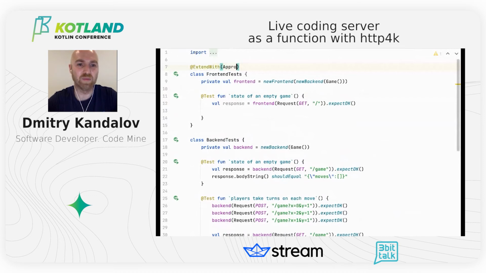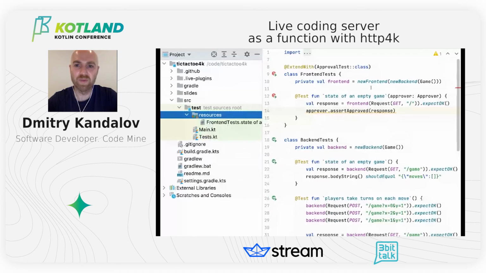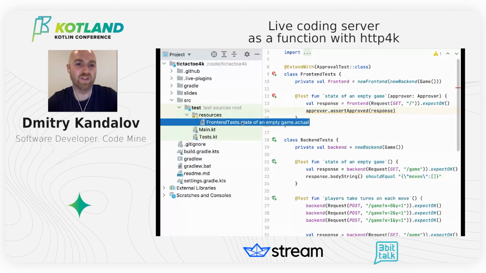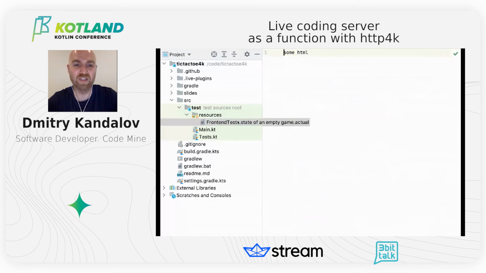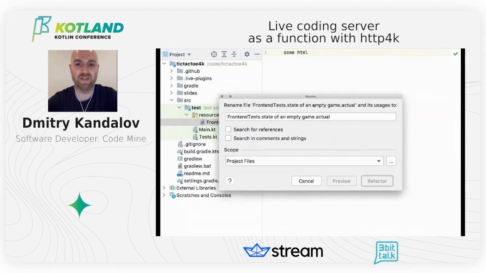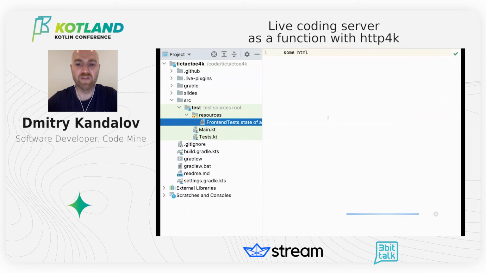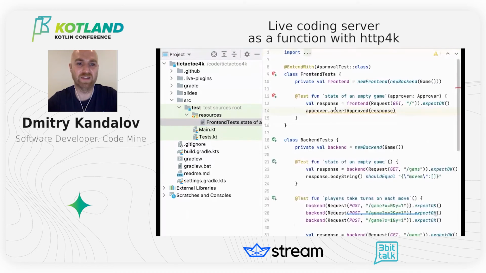What this approval test is doing is making the call to the front end, and then it gets back a response, and it looks for a file called .approved. In this case, we didn't have any file, so it just created one for us. If we look at the content of the file, we'll see that's the output that we produced, and it's just some HTML. If we want the test to pass, we can just rename this file to .approved. If I run the test again, it will pass this time.